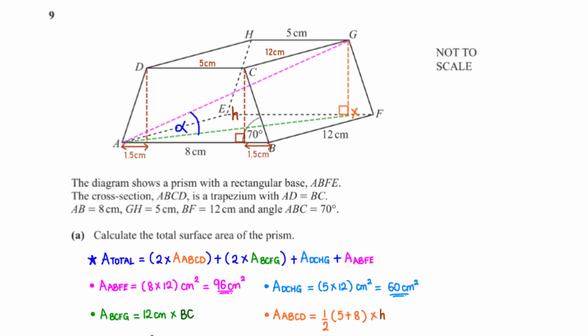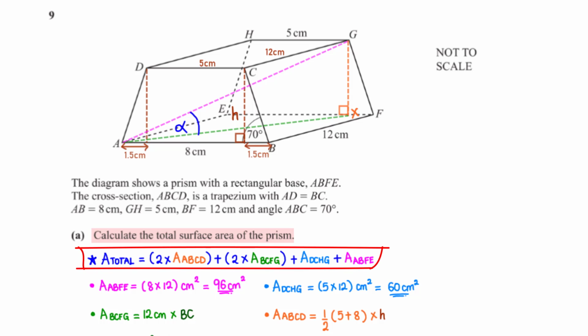The diagram shows a prism with a rectangular base ABFE. The cross-section ABCD is a trapezium with AD equals BC. AB is 8 centimeters, GH is 5 centimeters, BF is 12 centimeters, and angle ABC is 70 degrees. Calculate the total surface area of the prism. This is the equation for the total surface area of the prism.